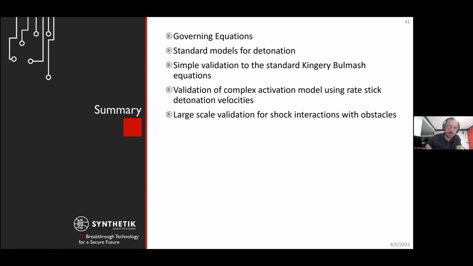Quick summary. We went over the governing equations. We saw some standard models for detonation, being the JWL linear detonation model, and that blending method. And then we saw the validation to the Kingry-Bulmash equations, the rate sticks, and then shock interactions with obstacles.